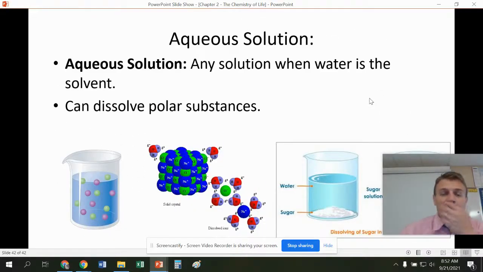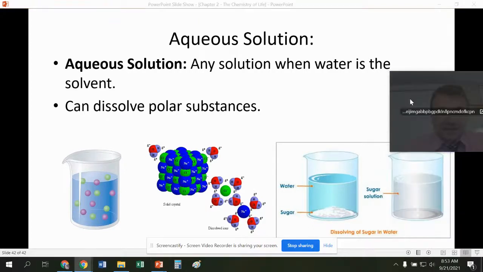Lastly, an aqueous solution just means any solution that has water in it. Whenever it's an aqueous solution like Kool-Aid, the water is the solvent. Water is a universal solvent, which means it can dissolve most polar things, and it can dissolve a lot of things in life.